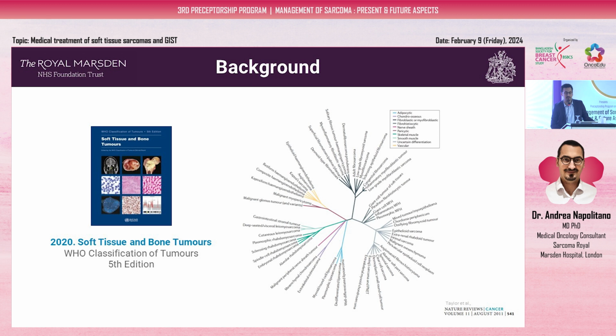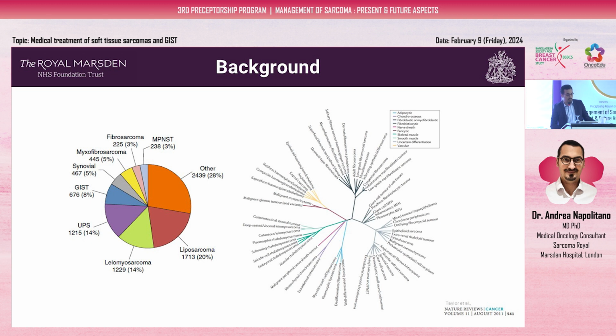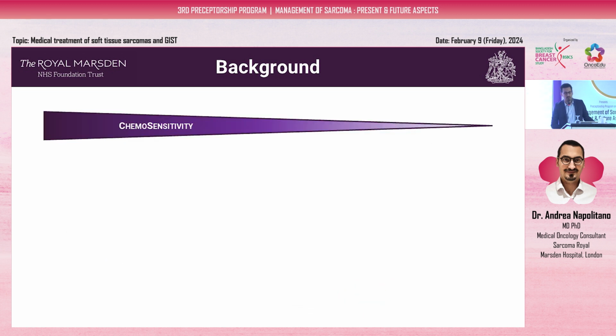And this is because of the huge number of subtypes that we have at the pathological level. The most common ones are liposarcoma, leiomyosarcoma, undifferentiated polymorphic sarcoma, and GIST. But we also have a number of ultra-rare histologies, which are even more difficult to treat because of the low number of cases.